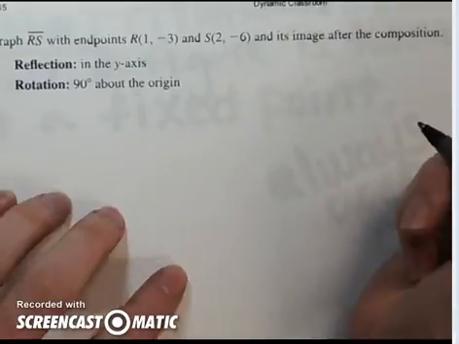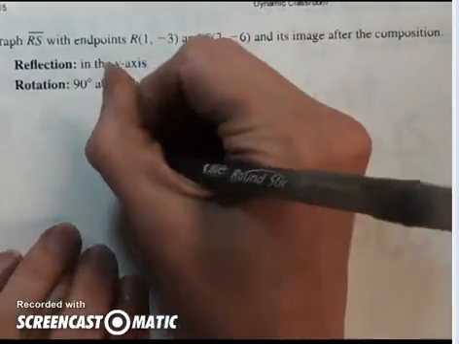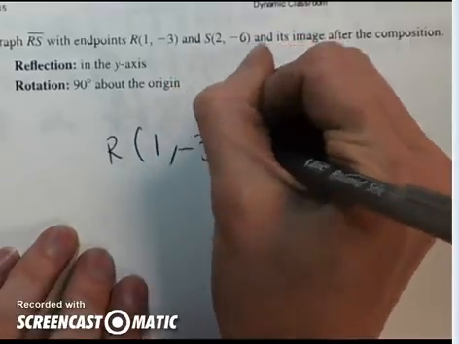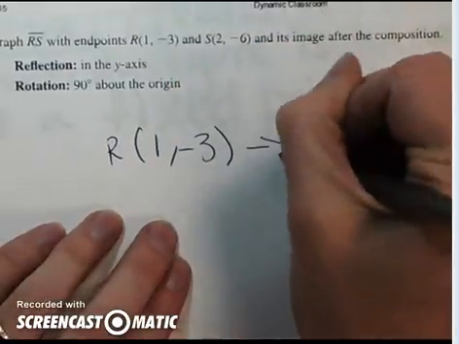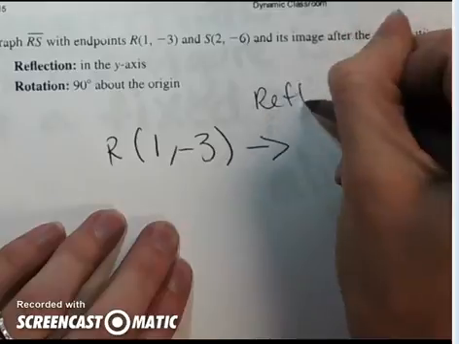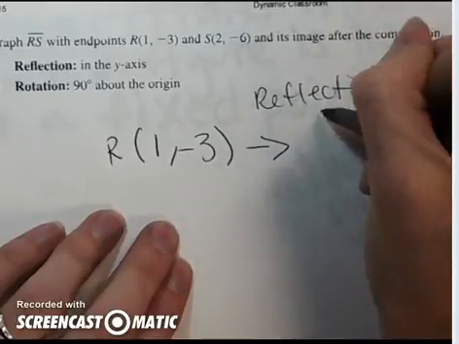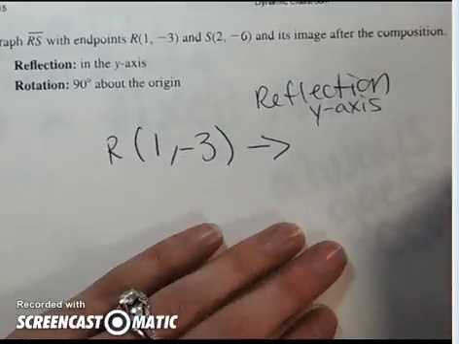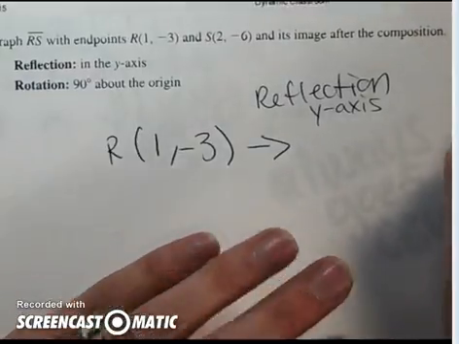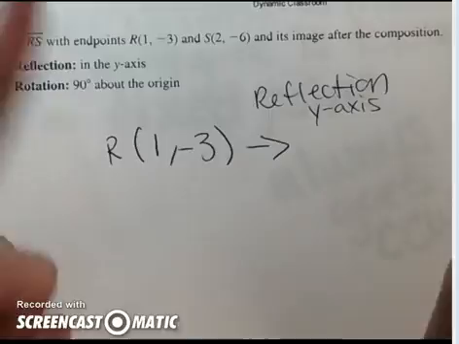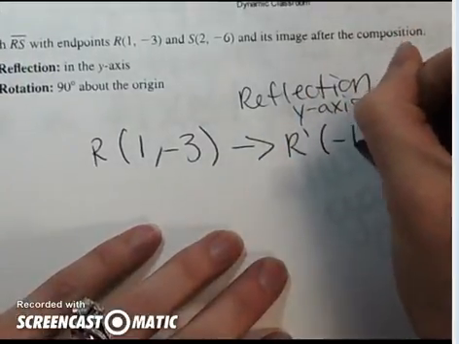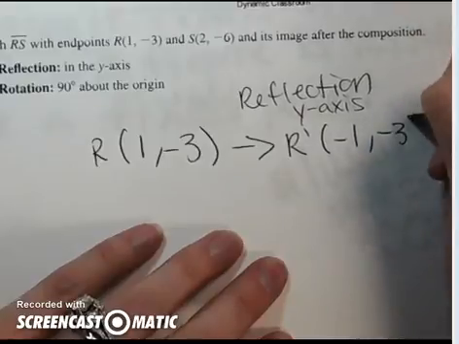Okay, so I'm just going to take these one point at a time. If R is at 1, -3, and it undergoes a reflection over the y-axis, you have to think to yourself, okay, what was the rule again? Well, it stays at the same height, but your x actually changes sign. Okay, so R prime is going to be at -1, -3.